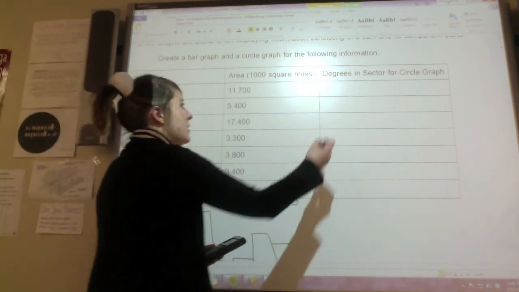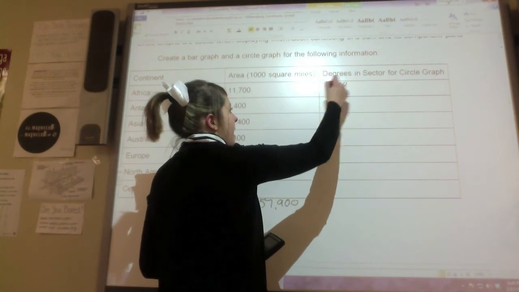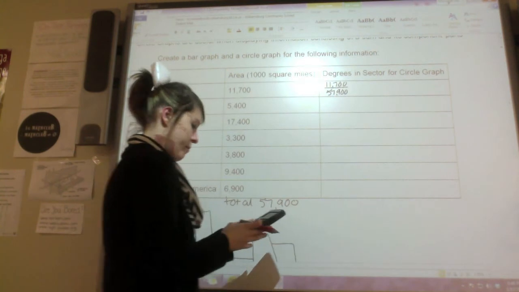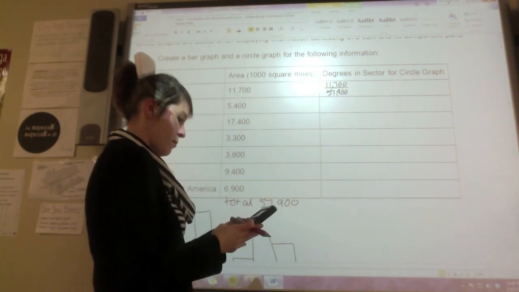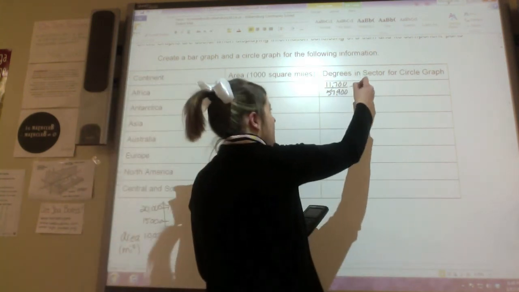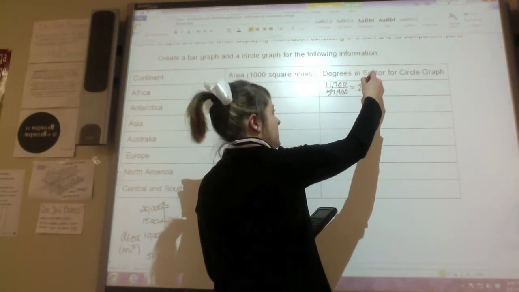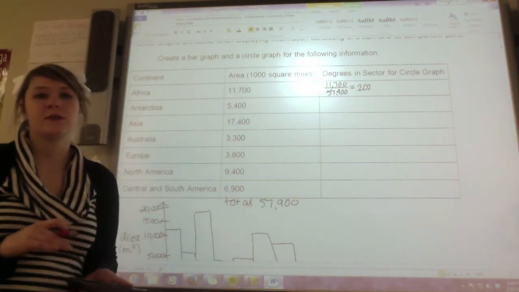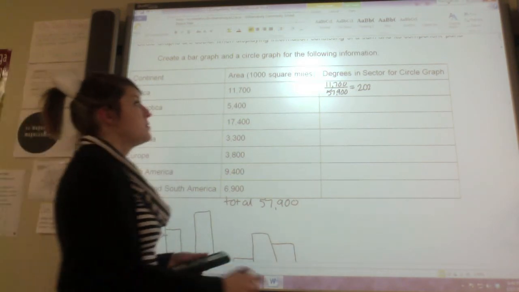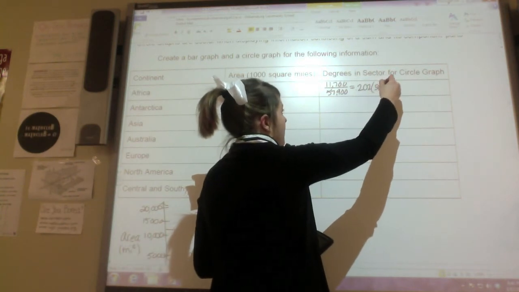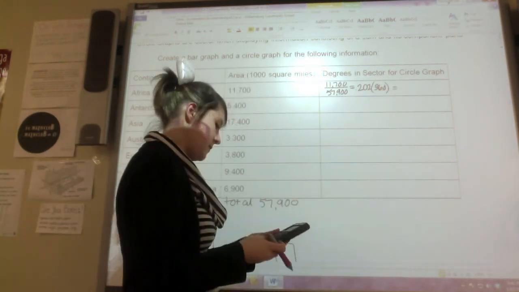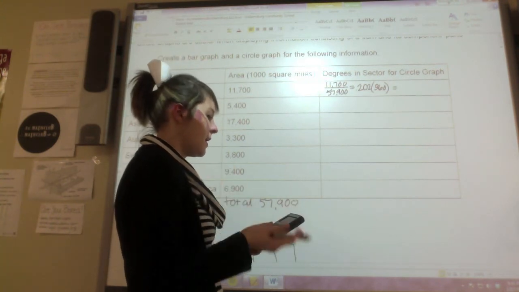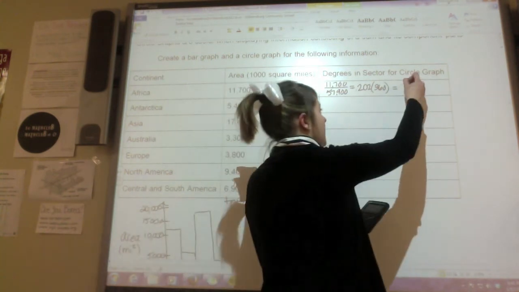So if I were to compare each of these to my whole, if I'm just looking at the Africa portion, that's going to be 11,700 out of a total of 57,900. And that gives me about 0.202. Now remember that in a circle graph, if I go all the way around the circle, that's 360 degrees. So I'm going to multiply this by 360, and that'll give me the total number of degrees for that portion of my circle graph. So on my calculator, I'm just going to hit answer times 360, and I get 72.75.